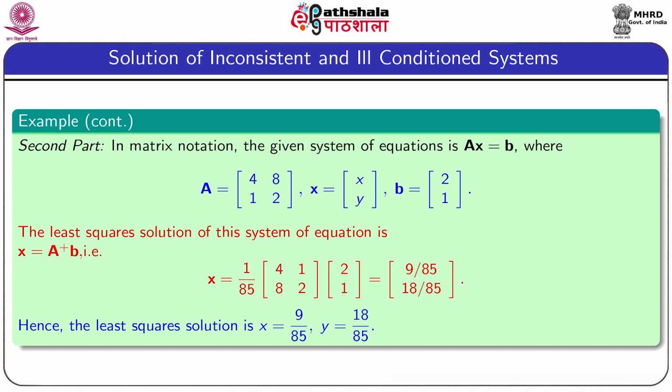that is x equal to 1 by 85 times the matrix 4, 1, 8, 2 into the column vector 2, 1. After simplification it becomes a column vector whose first element is 9 by 85 and second element is 18 by 85. Therefore, the solution of the given system of equations is x equal to 9 by 85, y equal to 18 by 85. This is called the least square solution because the given system of equations is inconsistent.